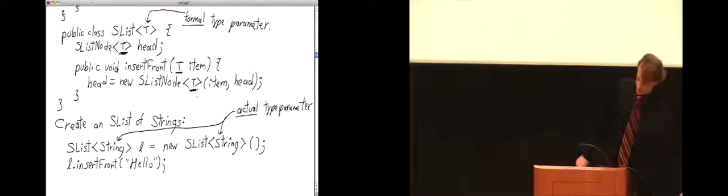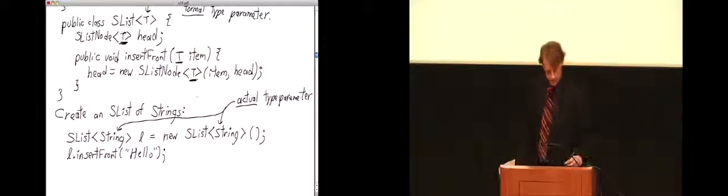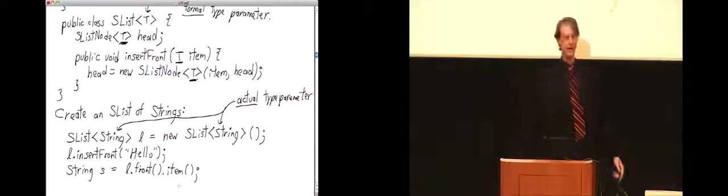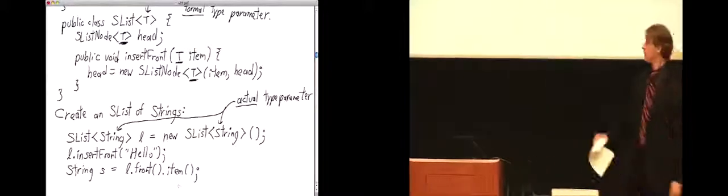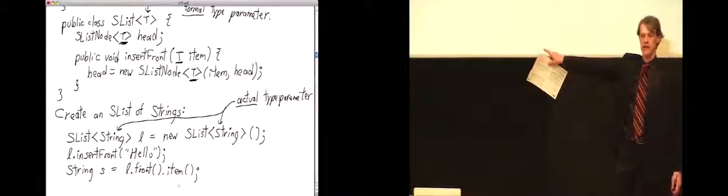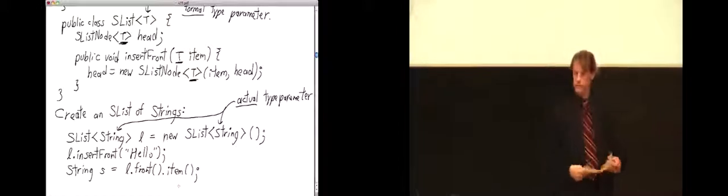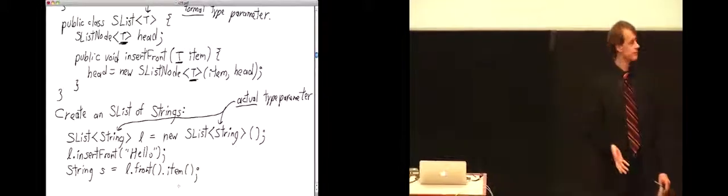Oh, and the other thing that can be handy here is that now I can take an item from the front of the list if I have the right methods to do that, and I don't need a cast. The item method is not going to return static type object, it's going to return static type string. So questions about this?